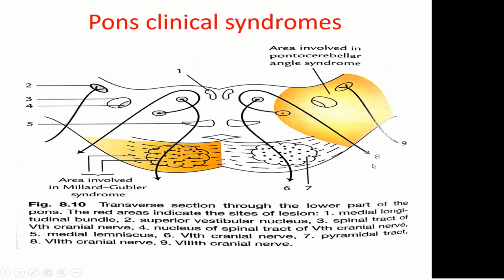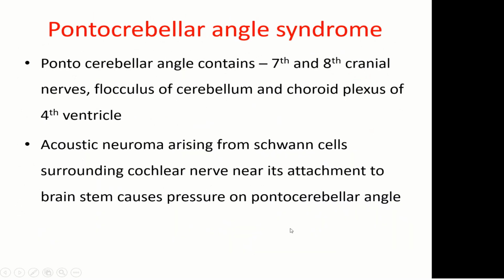Don't confuse with 8 and 9; 8 and 9 is just labeling here. So the 8th is the 7th cranial nerve, the 9th is the 8th cranial nerve. The pontocerebellar angle contains the 7th and 8th cranial nerves, the flocculus of the cerebellum, and the choroid plexus of the 4th ventricle. Pontocerebellar angle syndrome is due to an acoustic neuroma arising from Schwann cells surrounding the cochlear nerve.